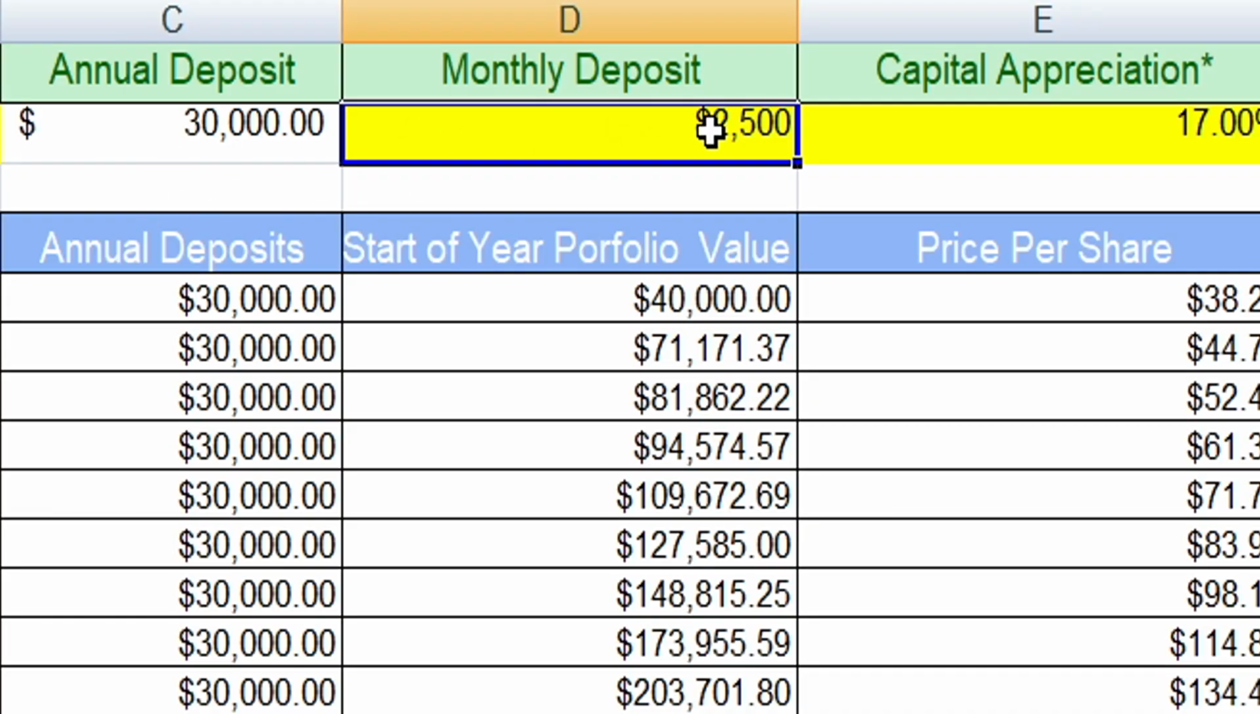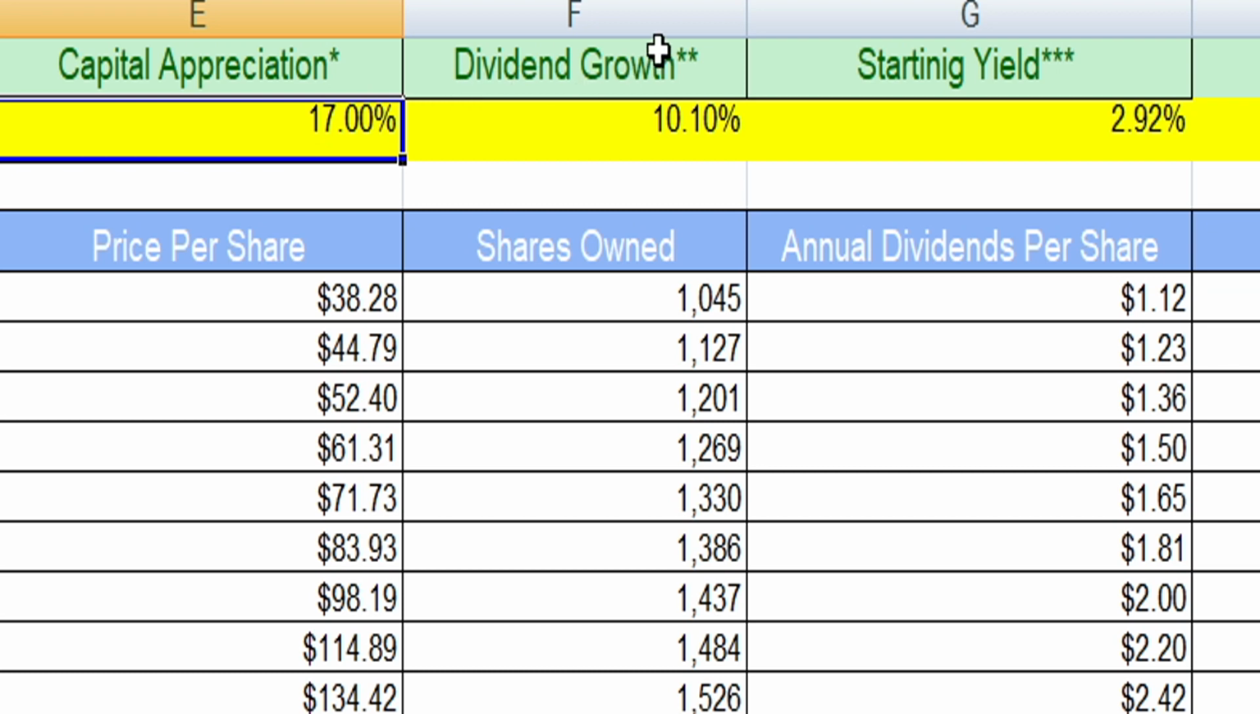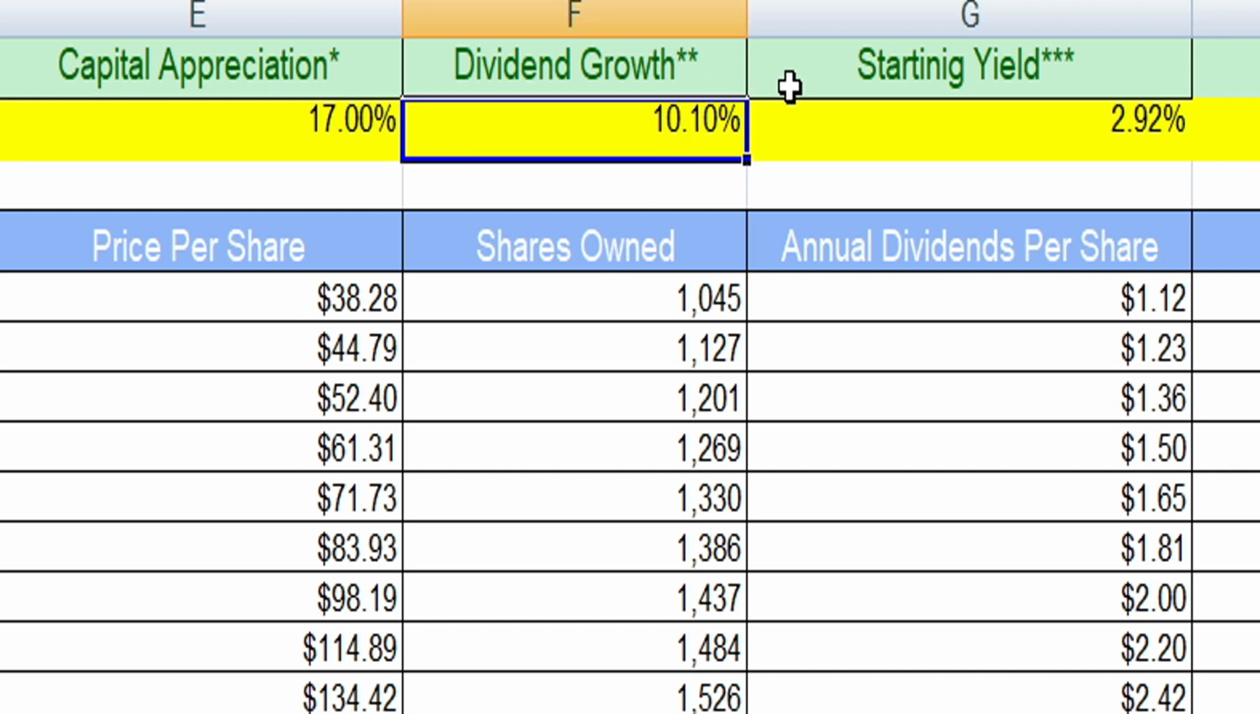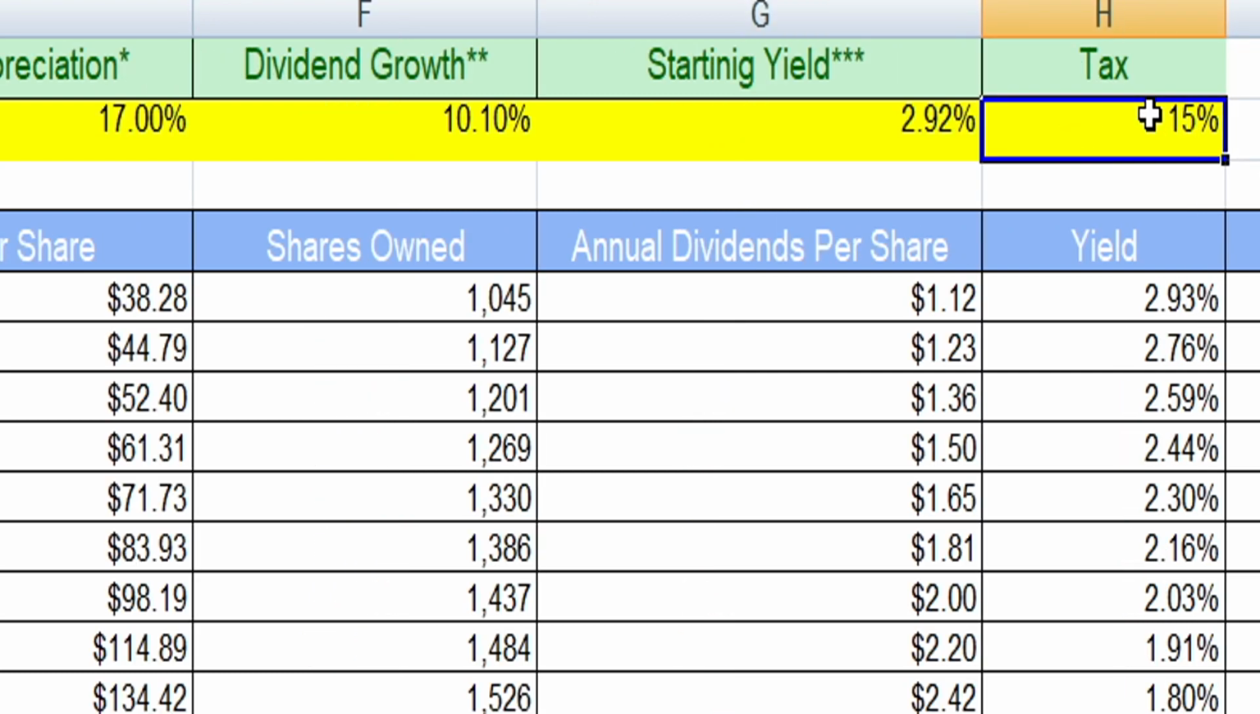The monthly deposit amount, you're going to want to input that. The annual deposit amount will calculate from this monthly deposit column. Then the capital appreciation of the stock you're trying to analyze, like what's the average capital appreciation rate each year, the dividend growth rate each year. That's something you want to take a look at, the starting yield. And I've even included a tax column so that based on your tax rate, you can figure out roughly how much tax you'll be paying on the dividends you earn from this investment or from your portfolio as a whole.